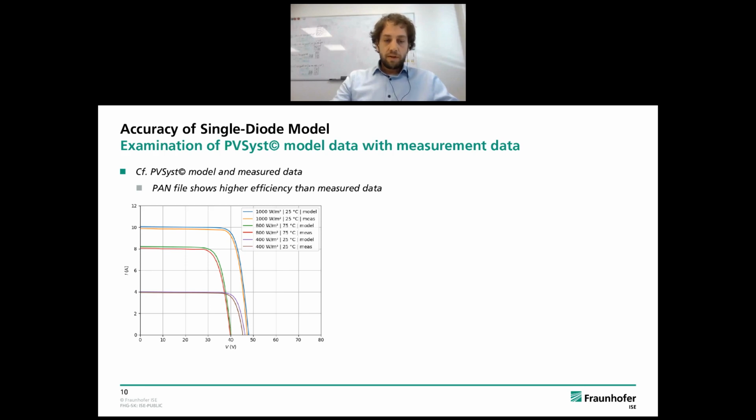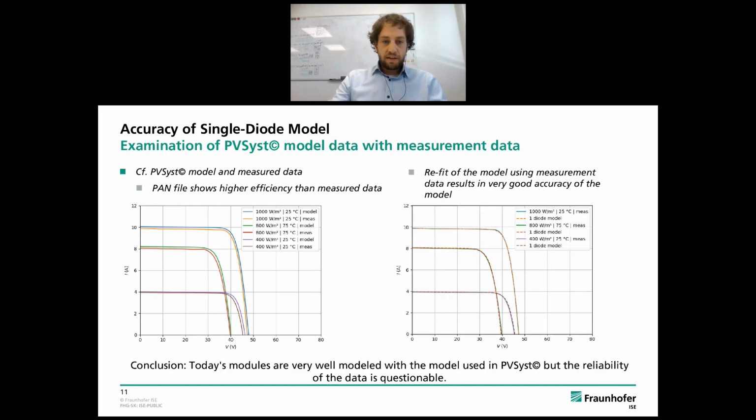But in fact, for the results of our study, it's not so important. What we did in order to prove that, we did a refit with the measurement data and then compared the two curves. On the right side, you see a refit with data that we measured, and then we remodeled the module with the refitted values, and you see that the single diode model is really good at representing the complete curve of the module. So our conclusion is that today's modules are very well modeled with the single diode model that is used in PVSYST.